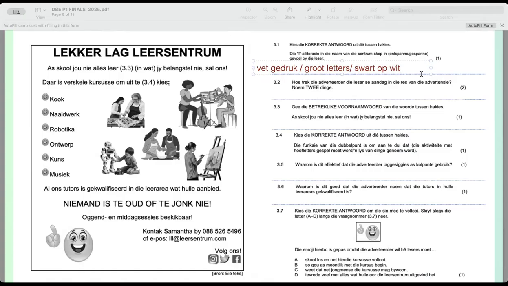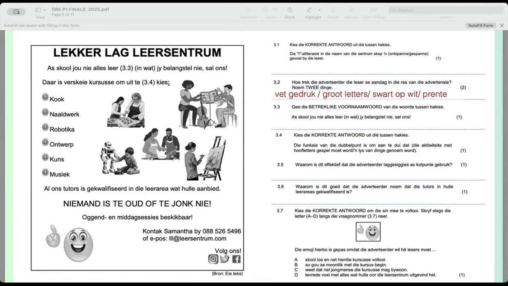When you're answering a question like, how do they draw the attention? I would give multiple answers. Like in this case, you can see that there are lots of pictures. So you would say daar is prente or daar is foto's or whatever. But you need to also talk about the images, and you can see that was one of the questions there.